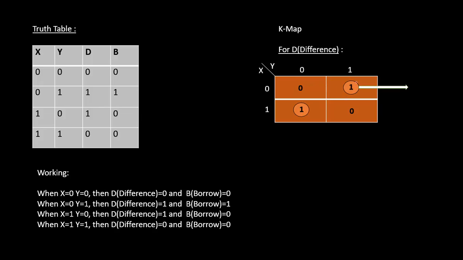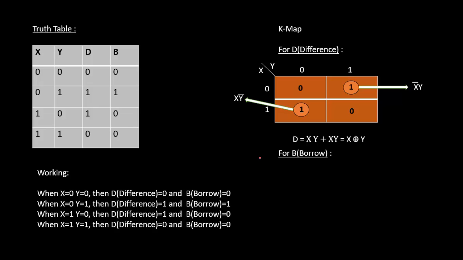So now this single expression is X is 0, Y is 1, which means it will be X bar Y. And for this cell, it will be X Y bar. So the output expression for difference is X bar Y or X Y bar, which is nothing but X XOR Y.